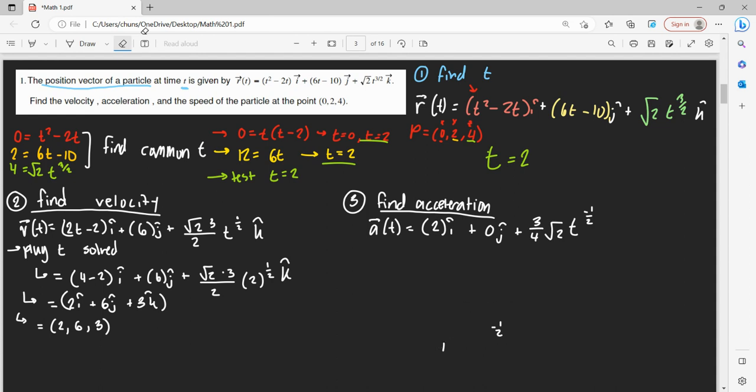All right. So now when we plug in for t, that's going to give 2, 0. And then what happens here? 3 over 4, square root 2 over square root 2. Those go away. And this is 3 over 4 for our k.